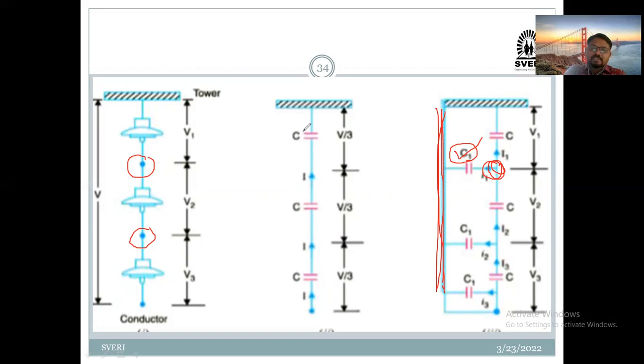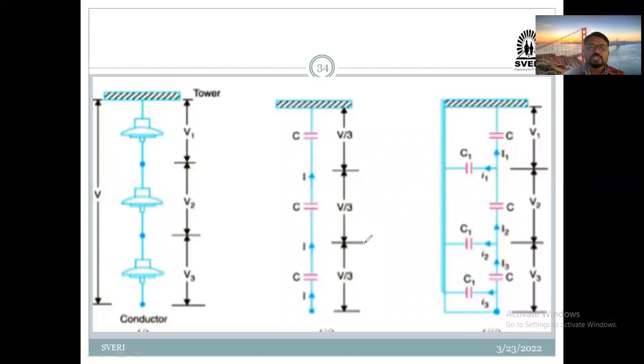See, the self capacitance is denoted by the letter capital C, and the shunt capacitance is denoted by the letter capital C1. Understand its difference. Otherwise, whenever we are solving problems based on the string efficiency, it becomes very difficult, because if the standard notation is known to us, then it is very easy to understand the derivations of this particular string efficiency and the remaining problems based on it. Okay, so the capacitance existing between two metal fittings or two metal links is called the self capacitance, and the capacitance existing between the metal fitting and the tower is called the shunt capacitance, which is denoted by the letter C1.